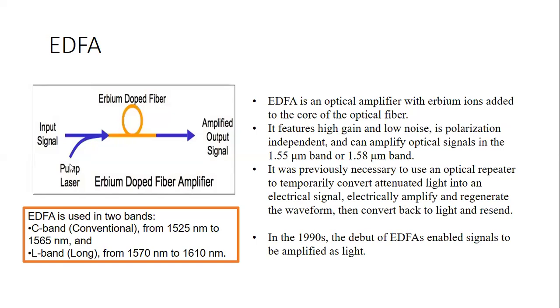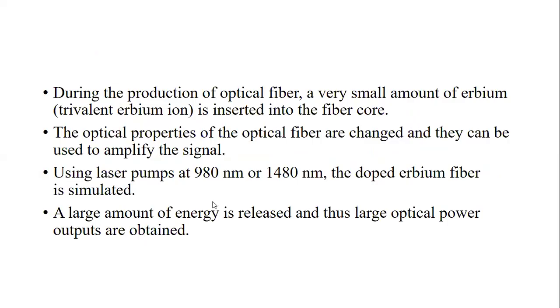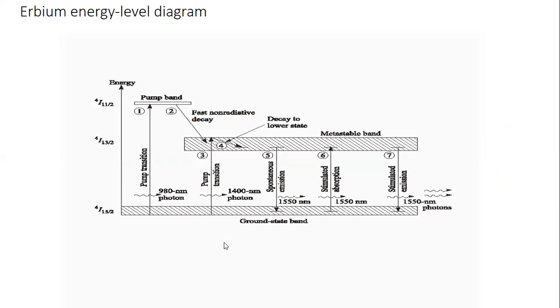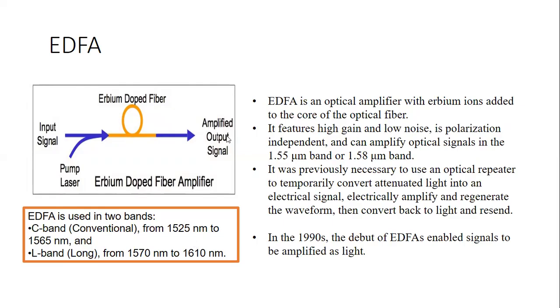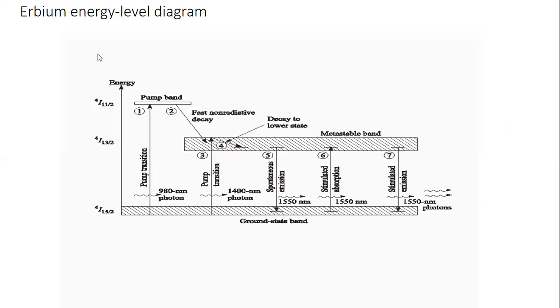So for normal operation, we are using these two wavelengths, 980 nanometer and 1480 nanometer. And as a result, a large amount of energy is released, and we get the amplified output signal. Here you can see we get the amplified output signal at the output. So how will this happen? This can be explained by using this energy level diagram.